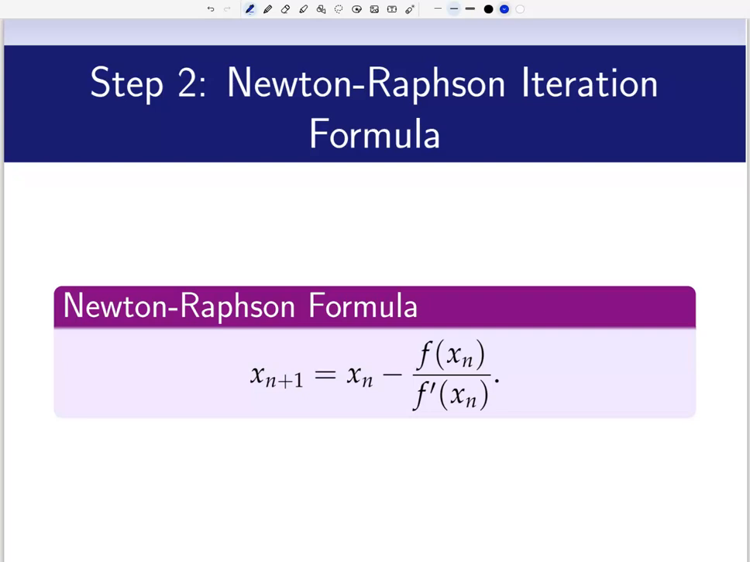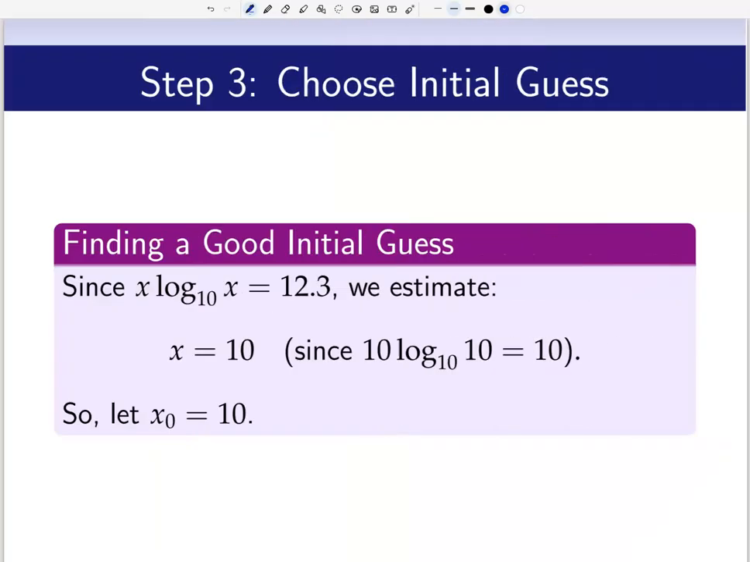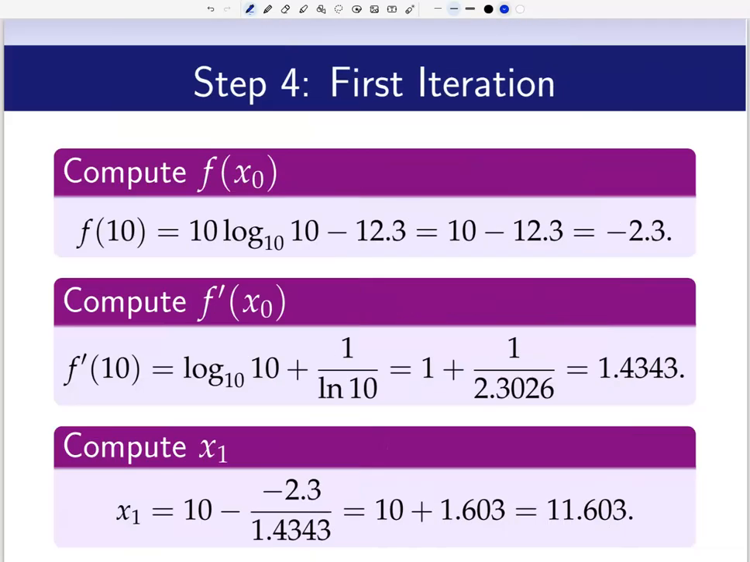So now we know the Newton-Raphson formula is x(n+1) is equal to x(n) minus f(xn) by f dash (xn). Now first we have to take a good initial guess. Since x log base 10 x is equal to 12.3, we estimate x is equal to 10, since 10 log 10 is equal to 10. So let x0 be 10. Now first we have to calculate f(x0). So f(10) is 10 log base 10 of 10 minus 12.3, so that will give minus 2.3.